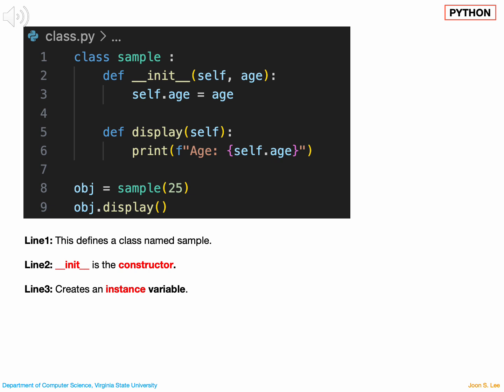On line 8, we create an object by calling sample(25). This line does two things. It creates a new object, and it calls the constructor with age set to 25. Finally, on line 9, we call obj.display, which prints the age stored in that object. This is the core idea of object-oriented programming in Python. Data lives inside objects, and methods operate on that data.